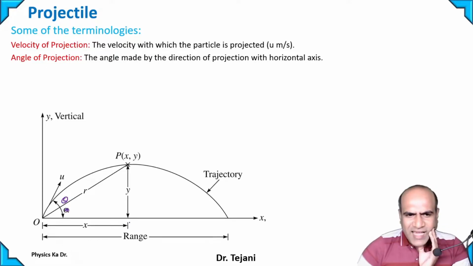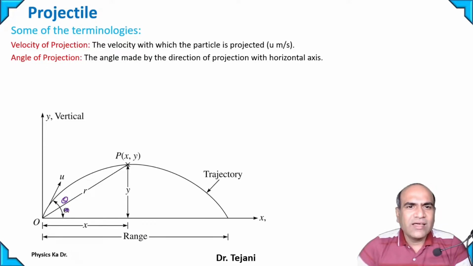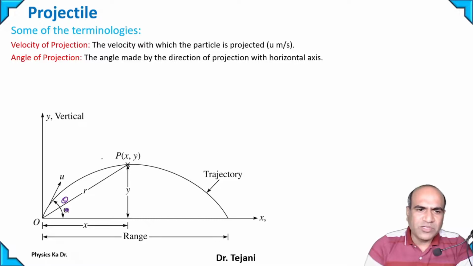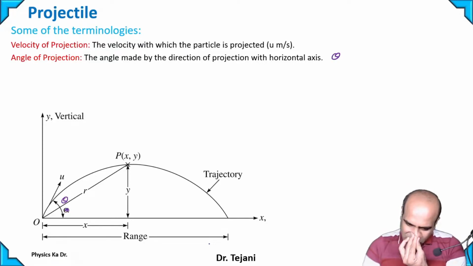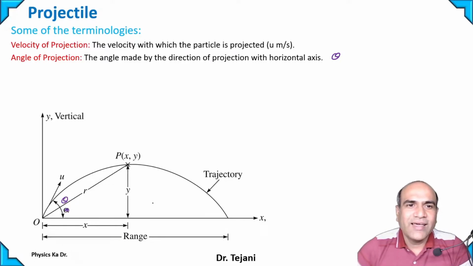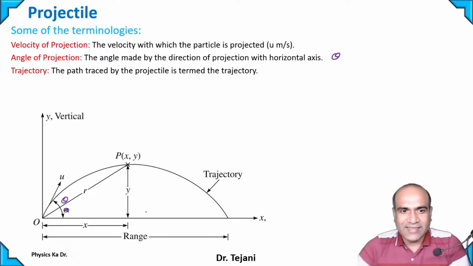Second is angle of projection. This is the angle made by the direction of projection, so this is the direction of u with the horizontal axis. This is what we call theta. Angle of projection we call theta, and then a trajectory.